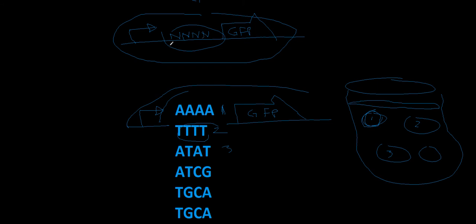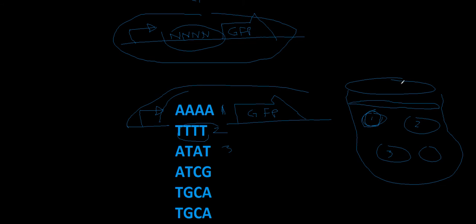For all you know, these NNNNs could turn out to all be A's. So you could have all AAAA and TTTT, and you could be missing out on all the other diversity. That's unlikely if you get a high quality oligo synthesis, but it's possible if you're doing your own oligos and you mess something up, you may not have any diversity in that library.